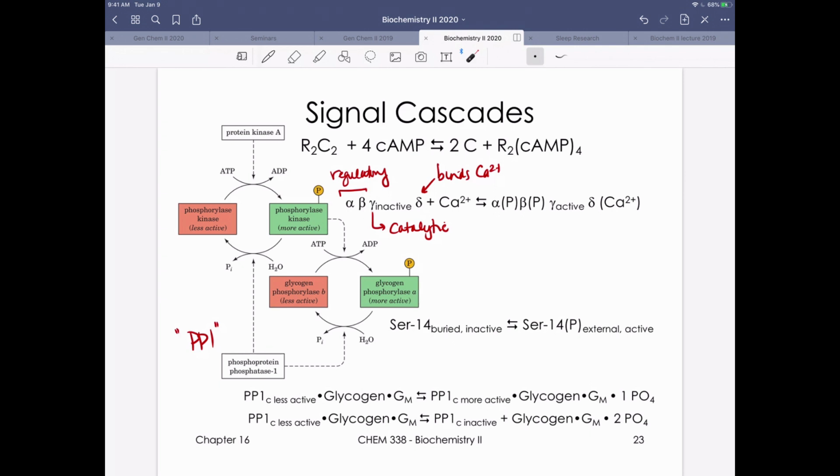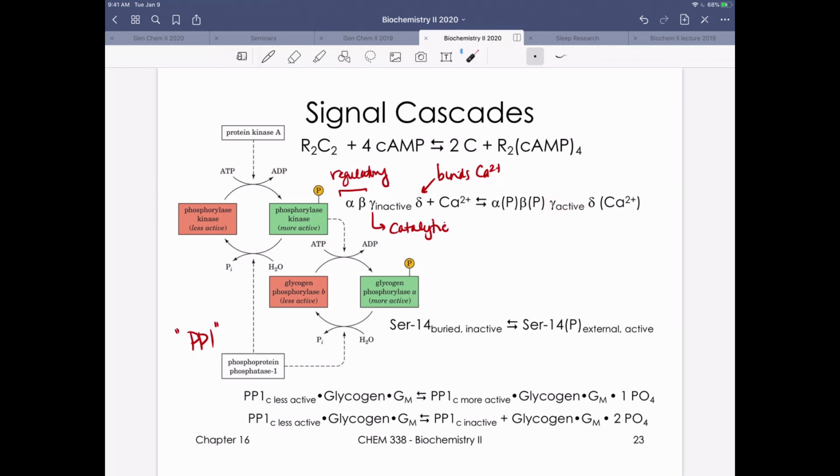Here's what has to happen in order for the catalytic subunit in phosphorylase kinase to be active. We actually have to have phosphorylation of the regulatory subunits, which is what we have shown here. pKa is responsible for doing that phosphorylating. And then we have to have calcium that binds to this delta subunit. When both of these happen, we don't have a dissociation here, but we have a large conformational change that allows the gamma subunit to become active.